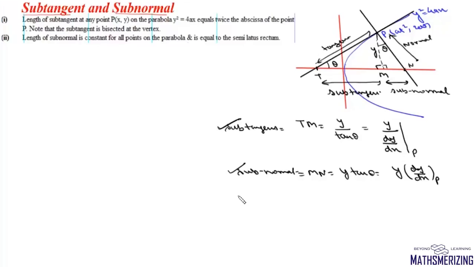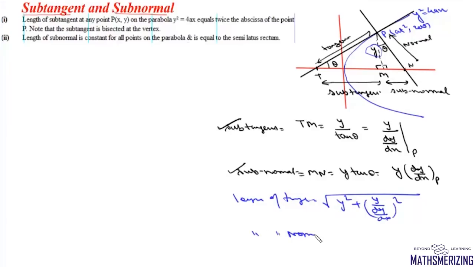Now for this curve, if you have to write the length of tangent, it simply will be the square root of y square plus subtangent square. So it will be y square plus (y upon dy by dx) whole square, and in the same way the length of normal will be y square plus length of subnormal square, which is (y into dy by dx) whole square. So in calculus, we find length of subtangent and subnormal using derivatives. Now here we'll find subtangent and subnormal using equations. So let this point P be (at square, 2at).